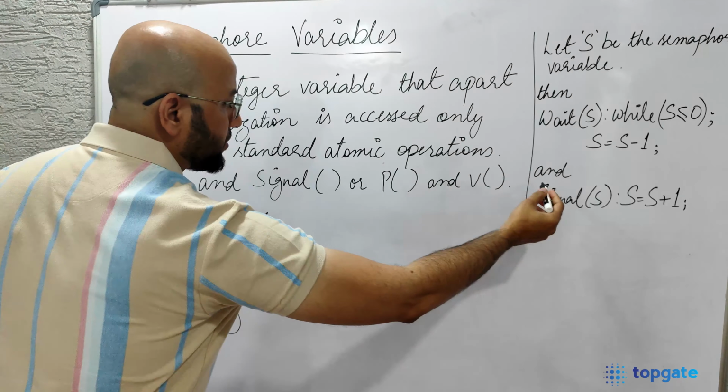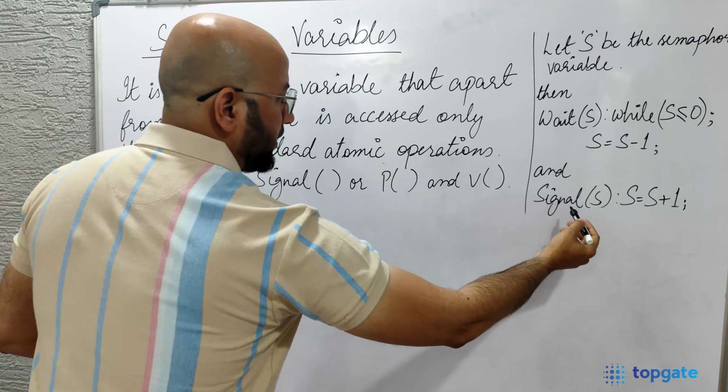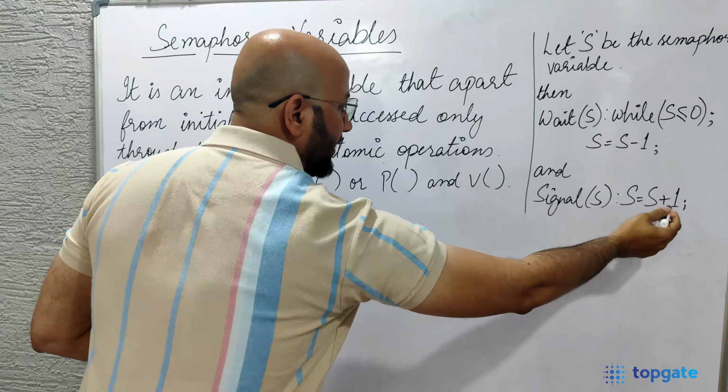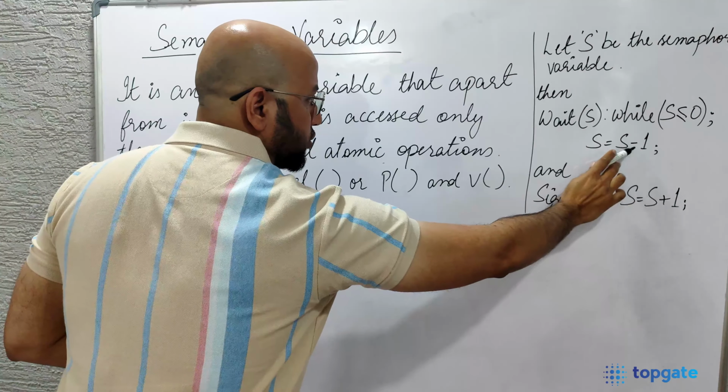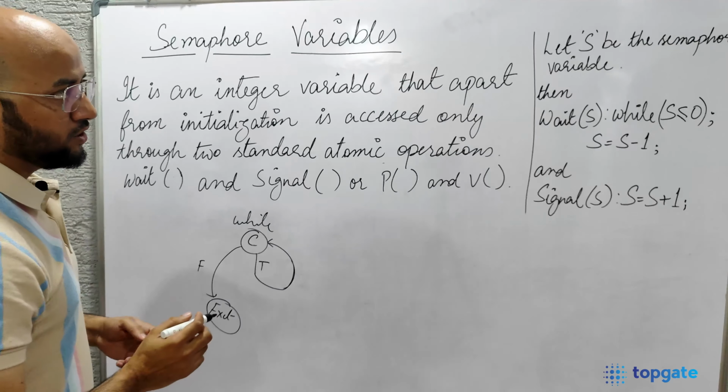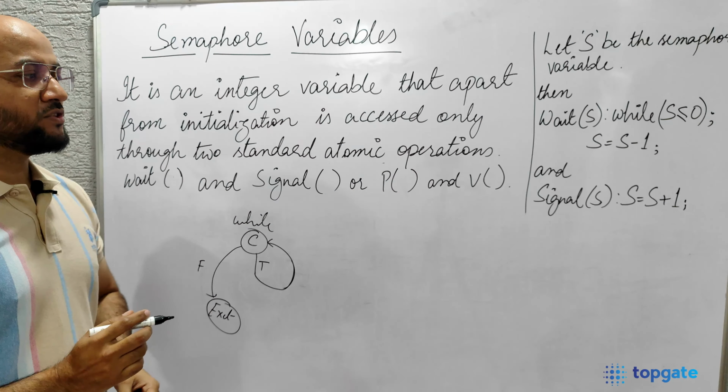And then the signal operation. In signal, whatever value we have decremented here, we will increment that value. So we did s minus 1 in wait; in signal we'll do s plus 1. So this is the structure of the wait and the signal operations.